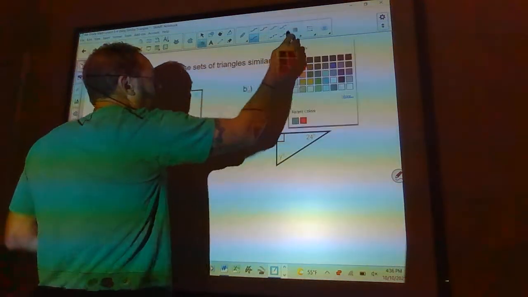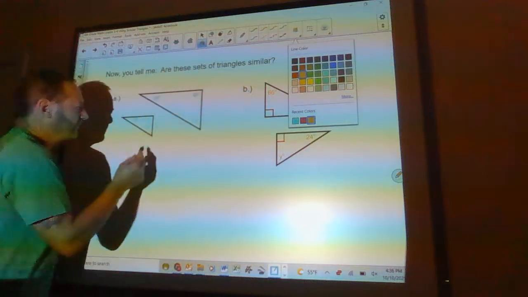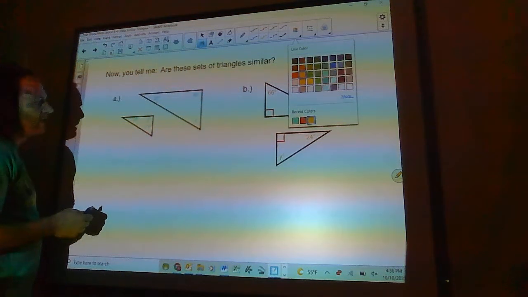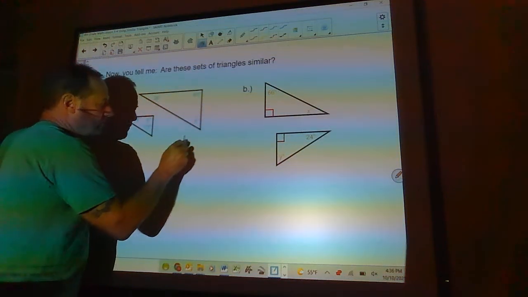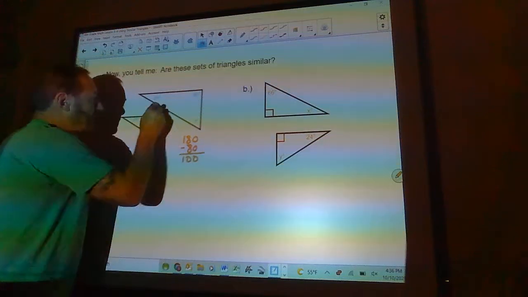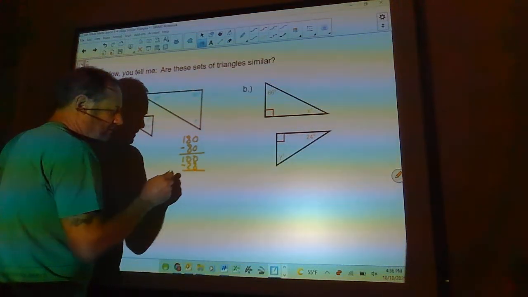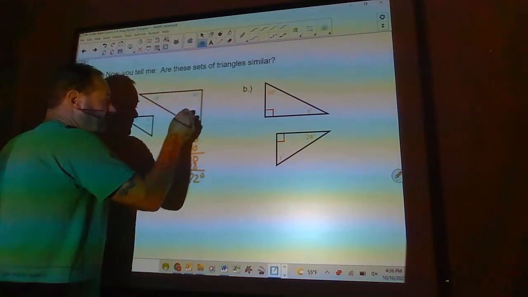Okay, so this one here, I've got an angle of 80 and 28 in this one. So 180 minus 80, that's just 100. And 28 right there is going to be 72 degrees. So this is a 72-degree angle.